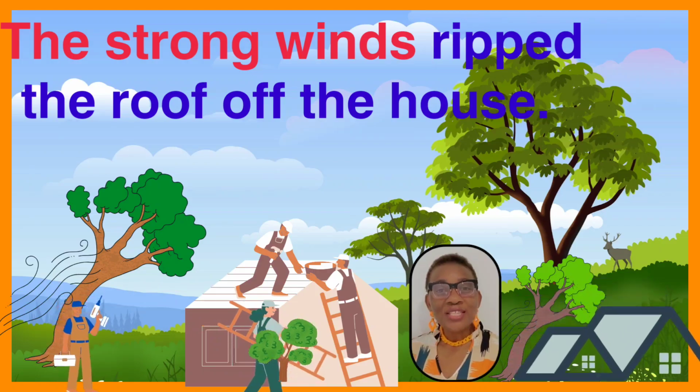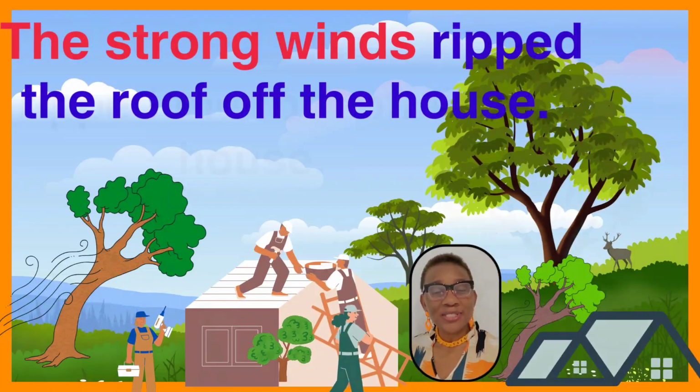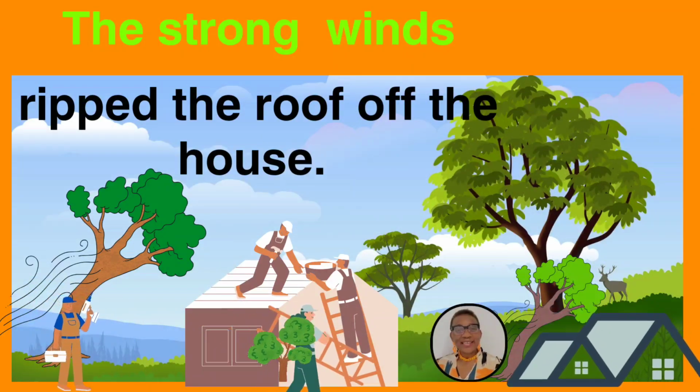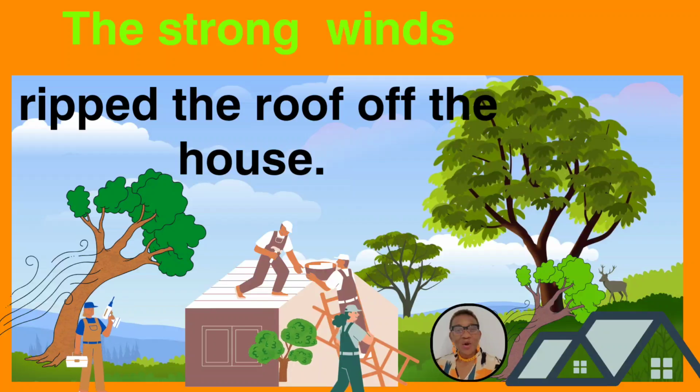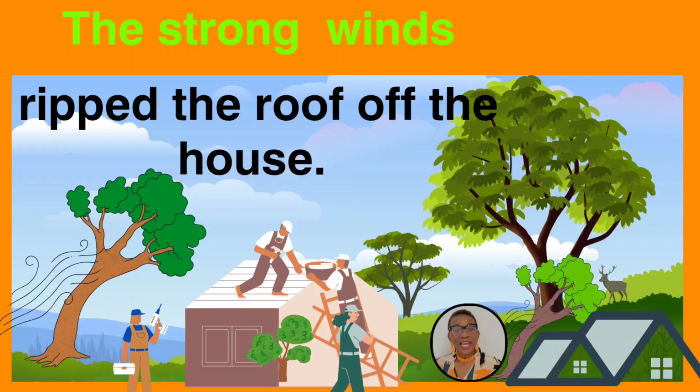The strong winds ripped the roof off the house. The subject, the strong winds. What did the strong winds do? It ripped the roof off the house. So the subject there is the strong winds. The sentence is about the strong winds. So that is the subject. The predicate is what the strong winds did. It ripped the roof off the house. So that is the predicate. Ripped the roof off the house.